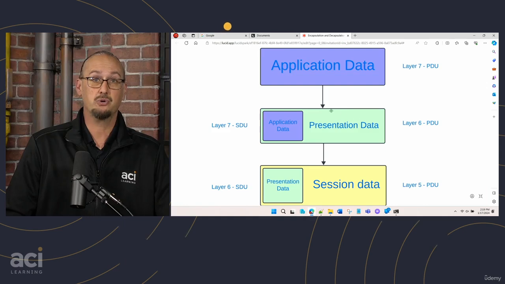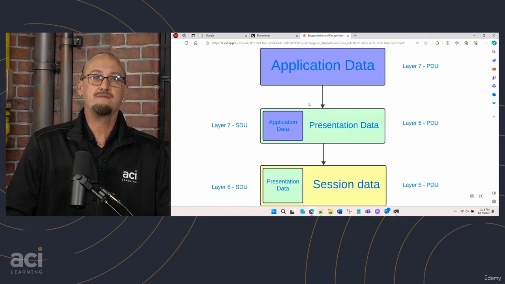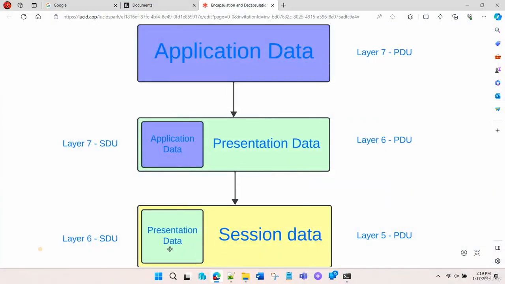All right, to the application layer. Remember, it's helping the layer above it. So then it wraps all of that information into a presentation data SDU.